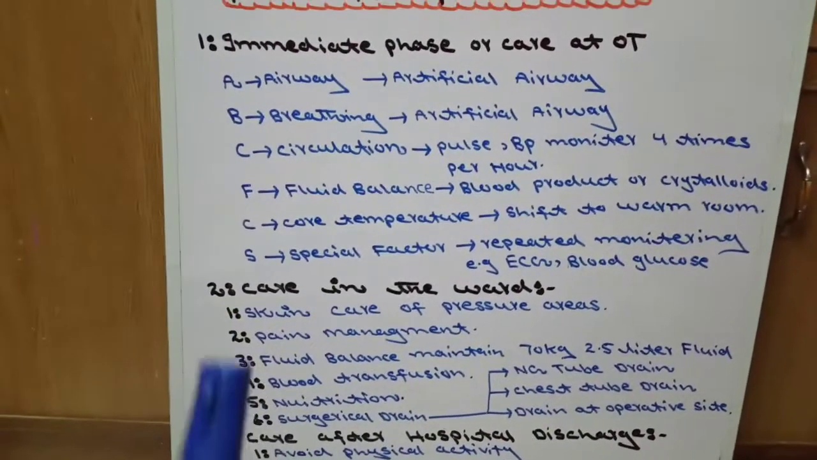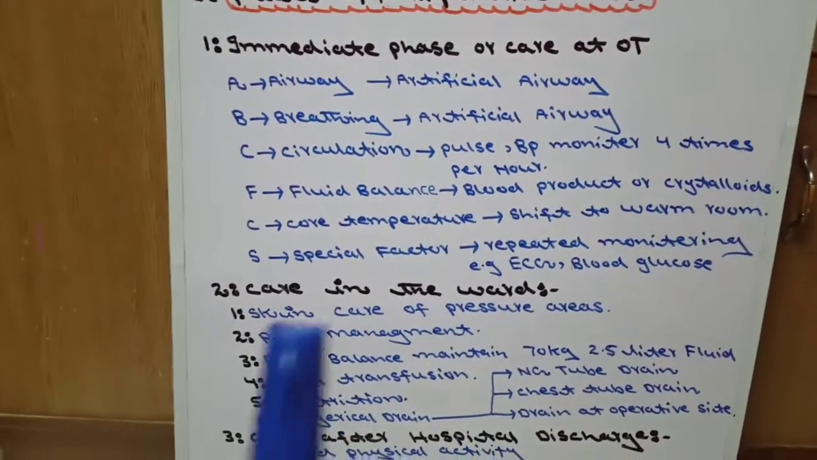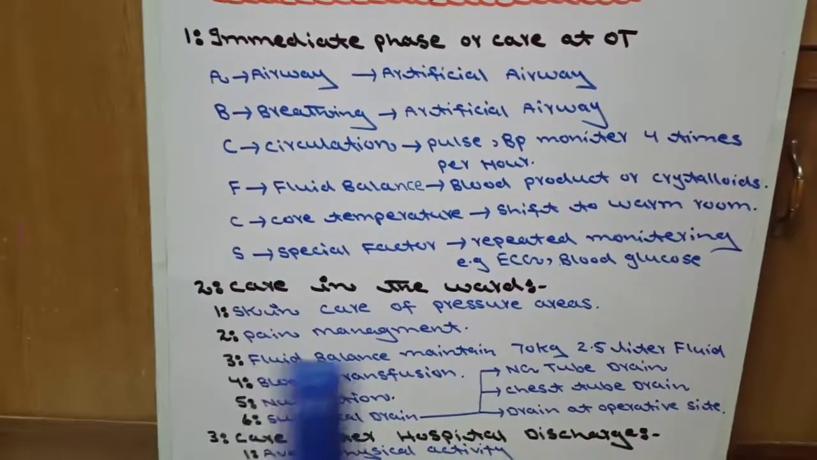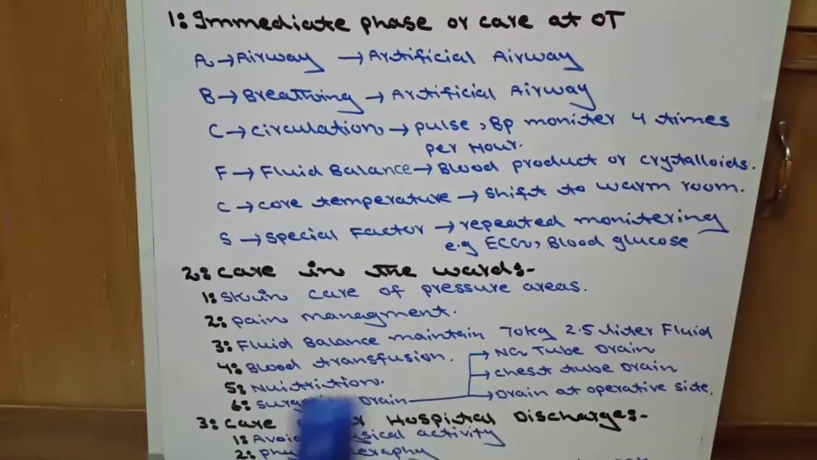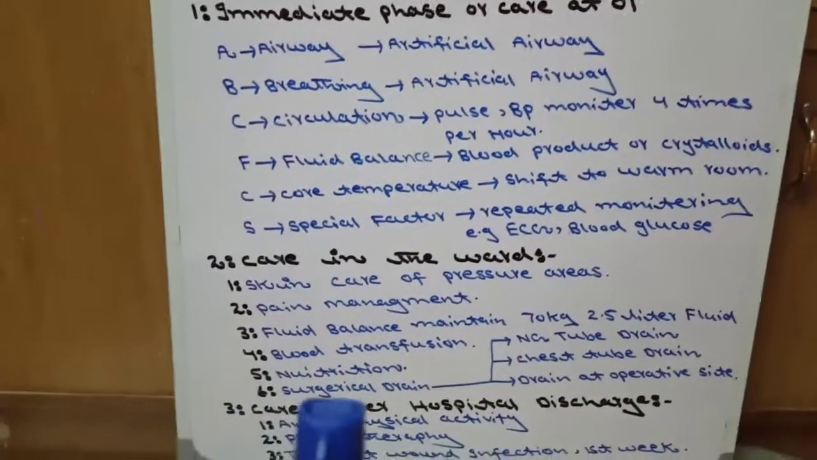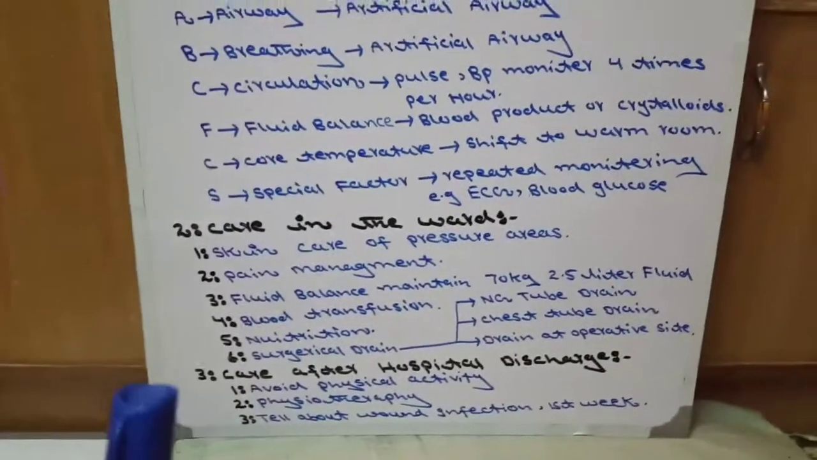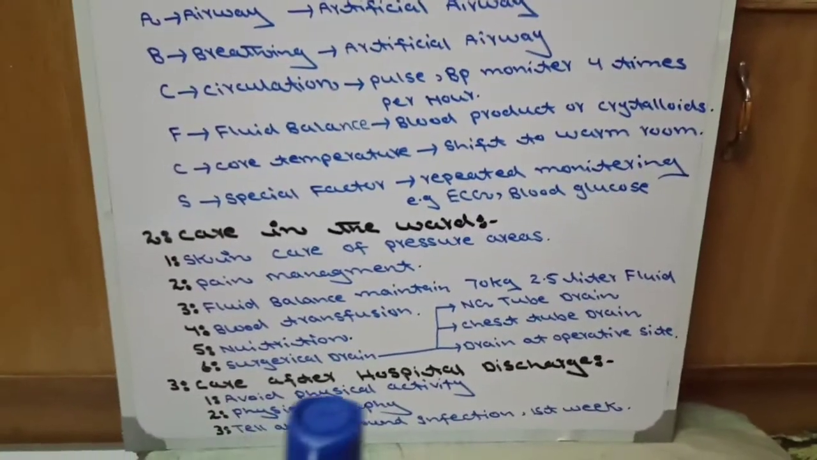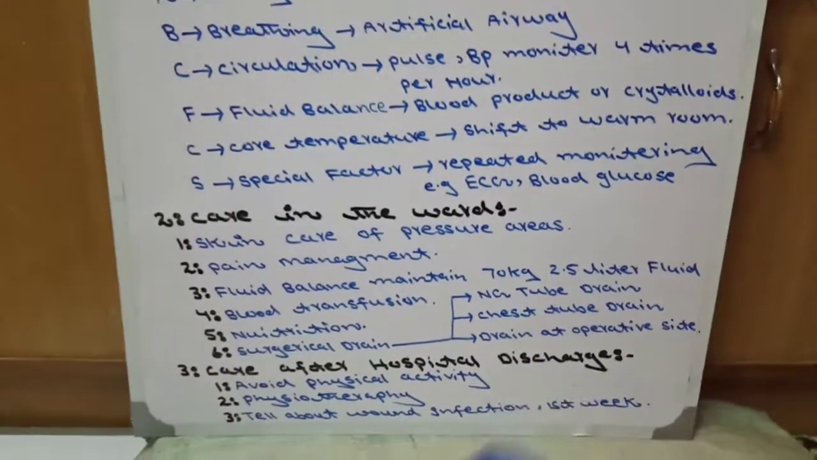These 6 factors come in the care in the ward: number 1, skin care of pressure areas. Number 2, pain management. Number 3, fluid balance maintenance. Number 4, blood transfusion. Number 5, nutrition. And number 6, surgical drain. Now come to the last phase of postoperative care, care after hospital discharge.